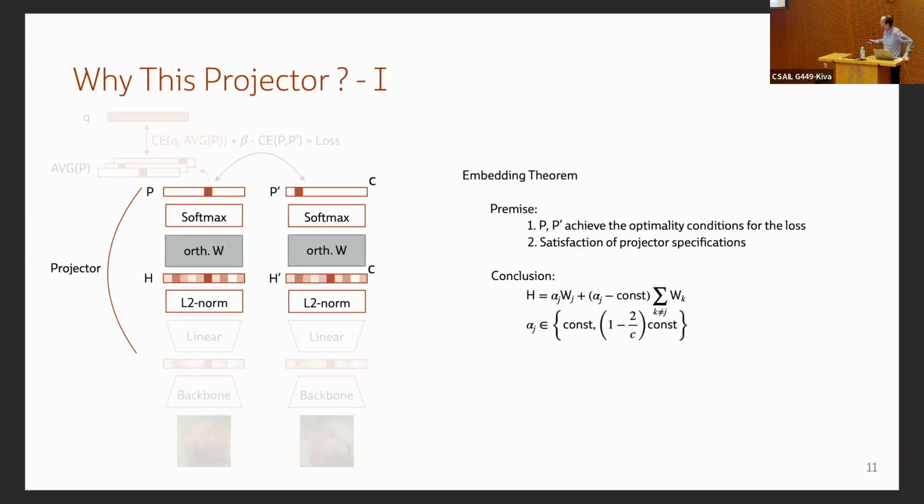In addition to that, we have that these alpha j coefficients can have only two possible values. So the number of possible solutions here is limited. And so one interesting thing is that if you consider C very large, let's say, then what's happening is that this term gets close to a constant. And so you end up having just a single value, okay?